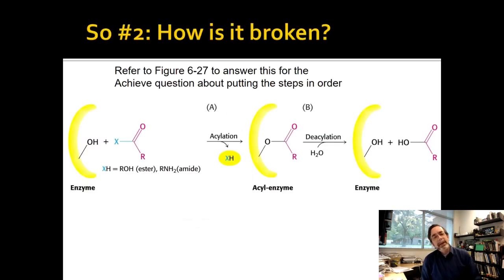And this one thing is, I want you to look at a figure. I think I had the right number for this figure. There is an achieve question about putting the steps in order. I want you to look at that figure, and then that will have the steps, and basically look back and forth. I'm counting on you having the book open. I want you to be able to interpret the information, put the steps in order, so that you know something about how you deacylate the enzyme.